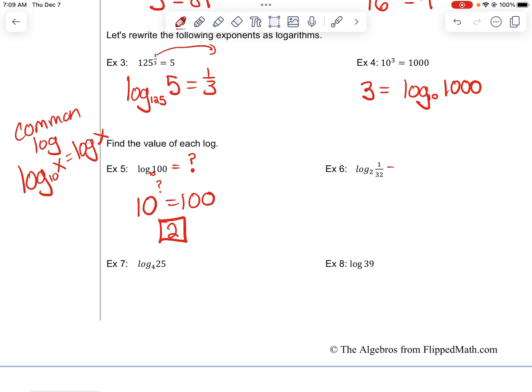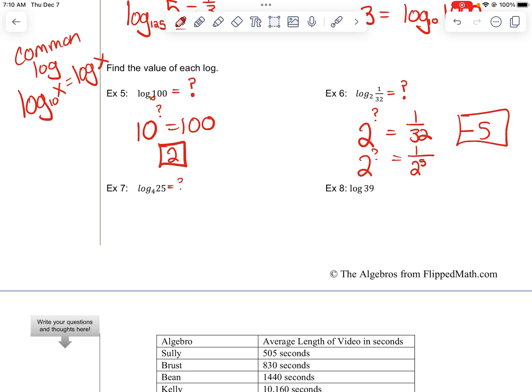This one, again, we don't know what it equals. So this is 2 to something equals 1/32. Well, I know that this is equal to 1/2 to the fifth. Since it's flipped, it has to be -5, because a negative exponent would flip it.